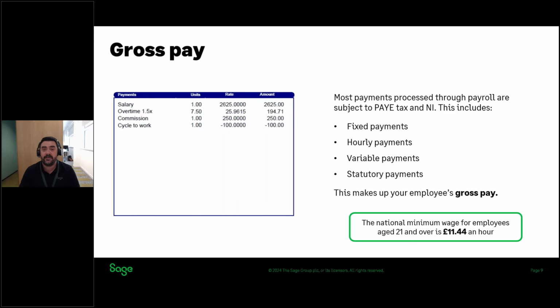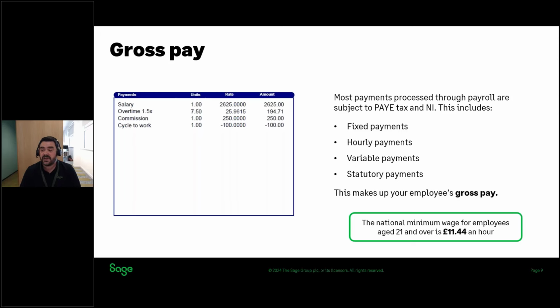That could be overtime payments. You might have variable payments, for example, commission payments based on sales that your employees might have made. And statutory payments can also be included when they are due for things like statutory sick pay, maternity, or paternity. Now, all of this added together makes up your employee's gross pay. So that is their pay before deductions.